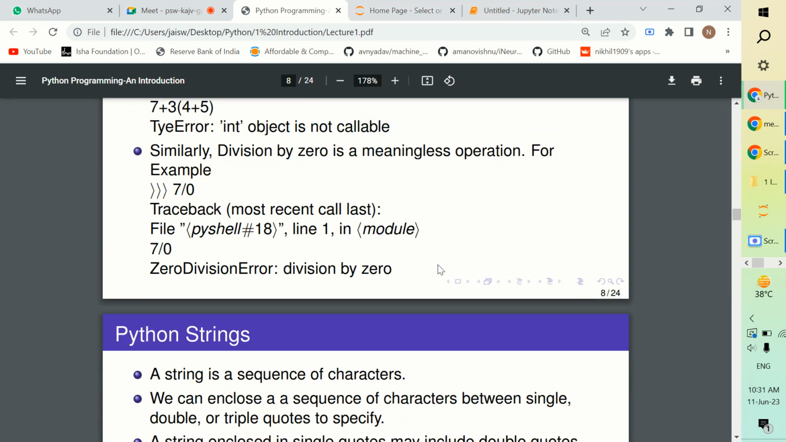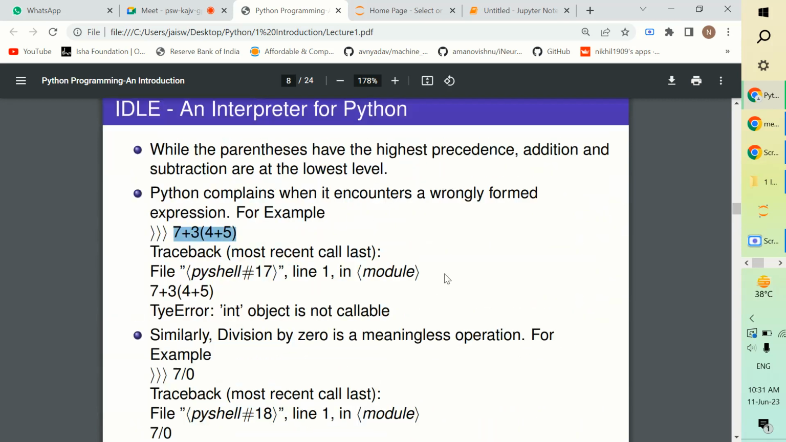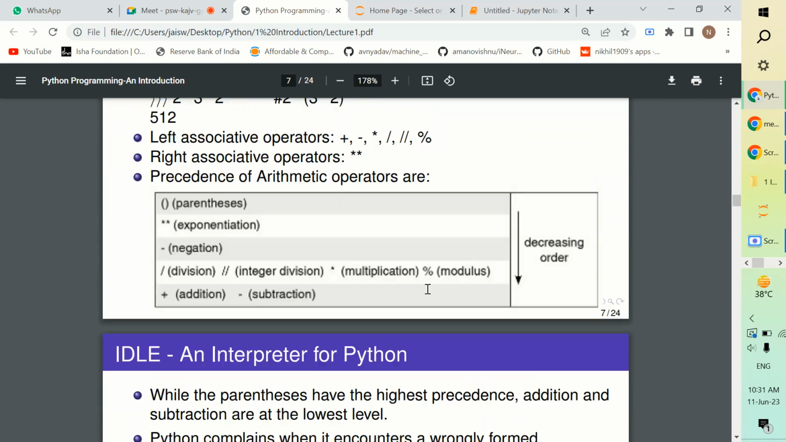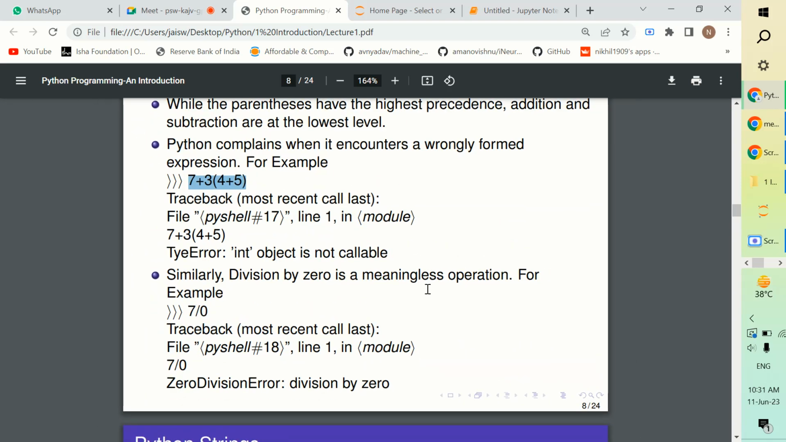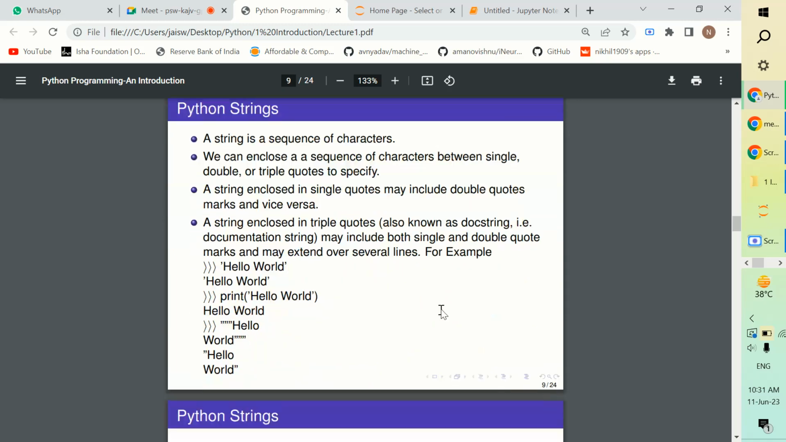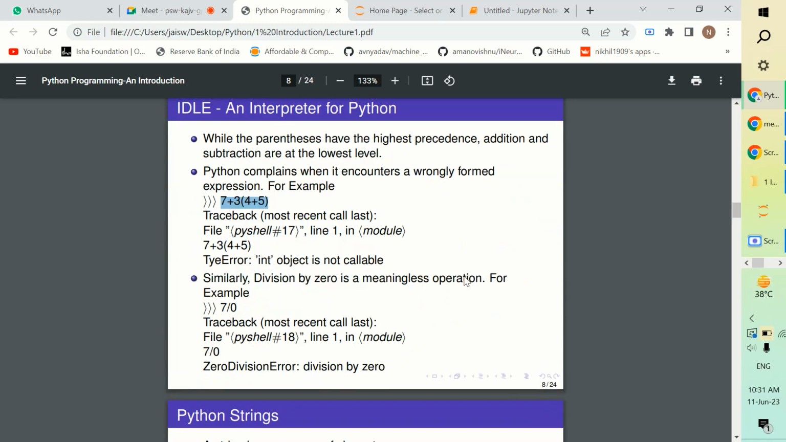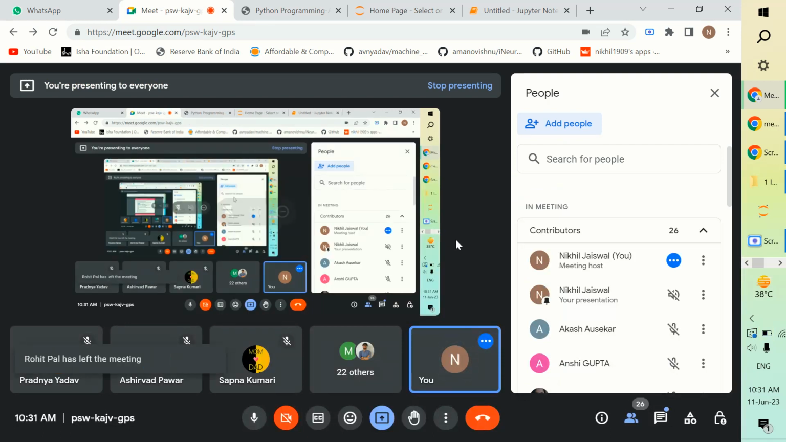Okay, so this was all about the mathematical operators. Okay, if anybody still has any doubt in these, you may ask or I'll move further. Yes, everything is clear. Yes, sir. Okay.